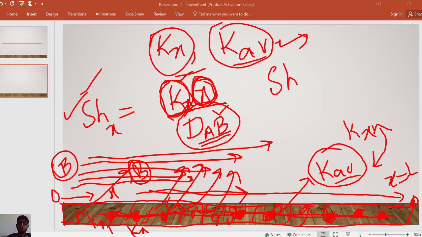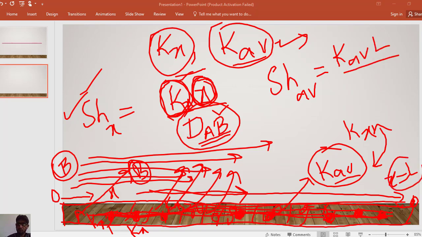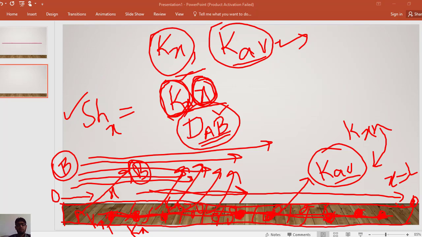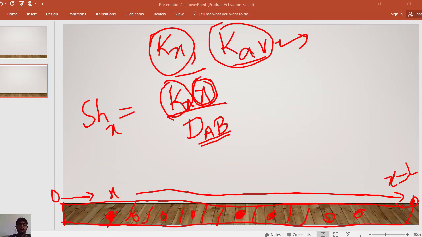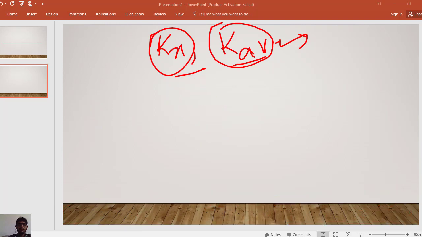Now the average Sherwood number will be given when we combine the local mass transfer coefficients. We will get the average mass transfer coefficient, times the length of the plate here, divided by the diffusivity of component A into component B. So what is the relation between the average and the local mass transfer coefficient? So let's see these relations from some correlations.